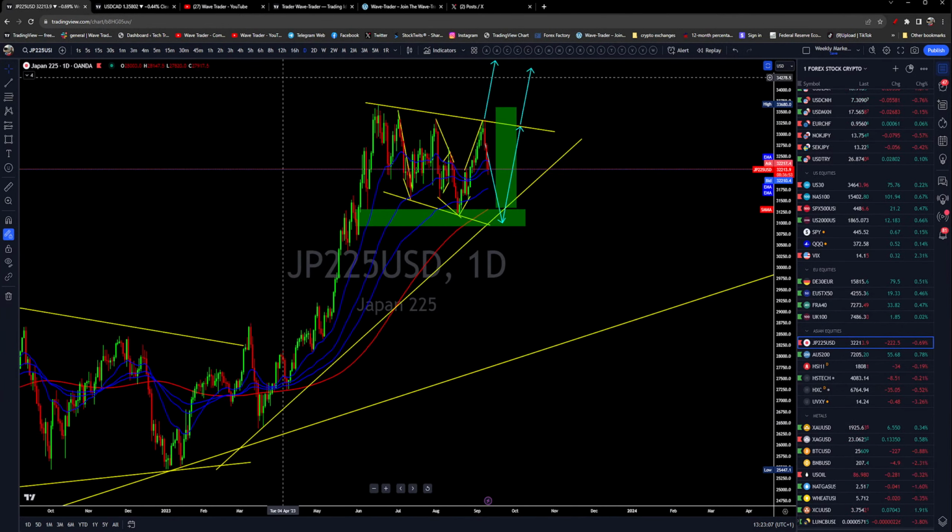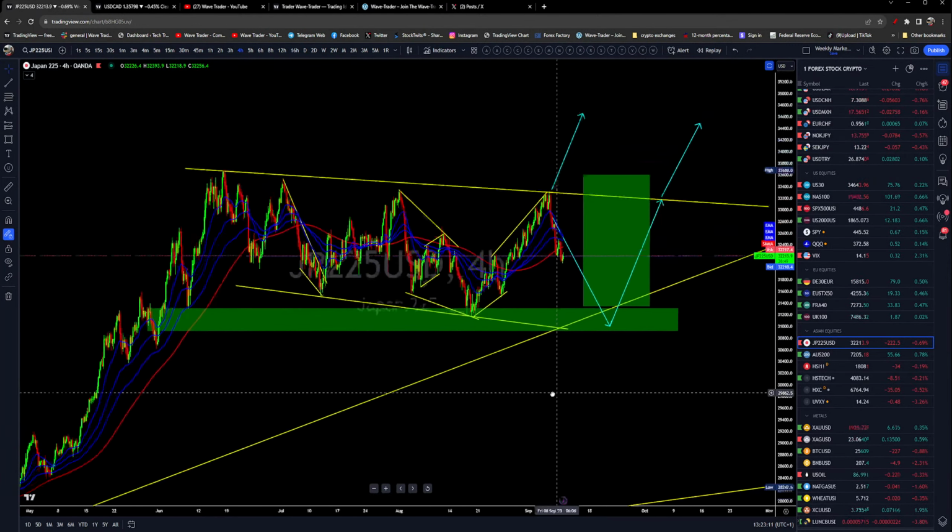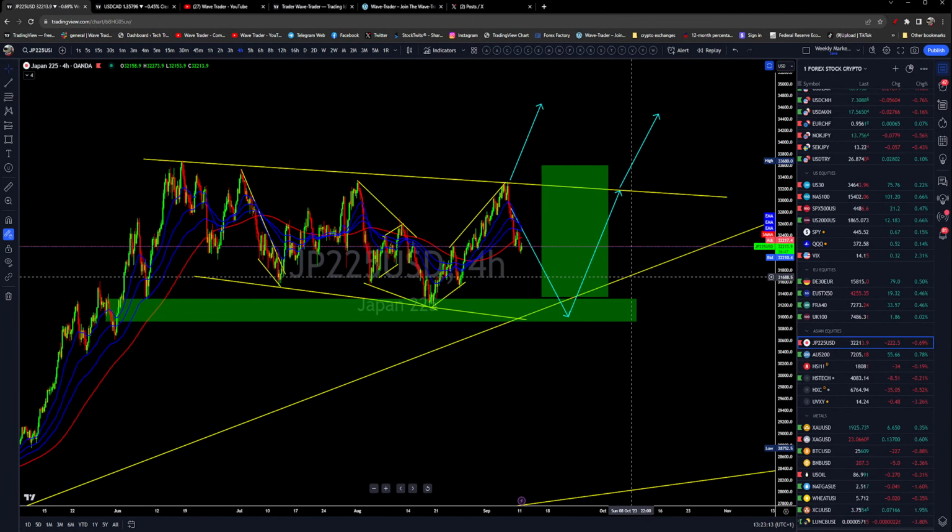Nikkei index is coming back from that top. So once it tests that low, you're paying attention for a bullish wave.